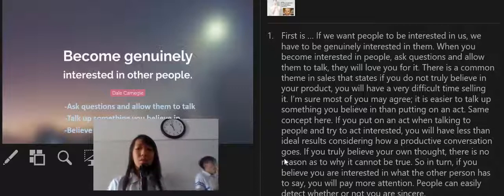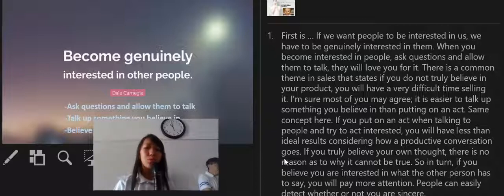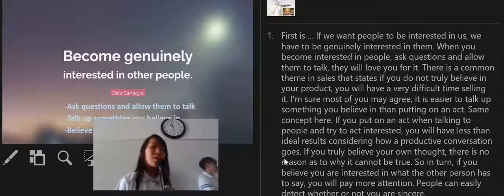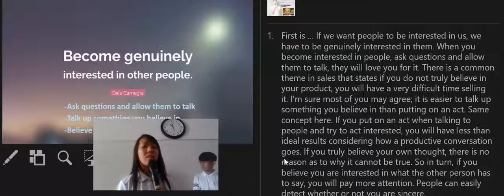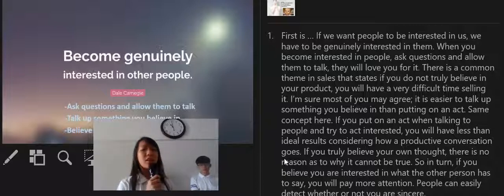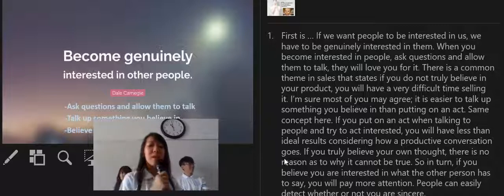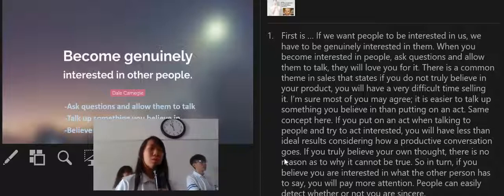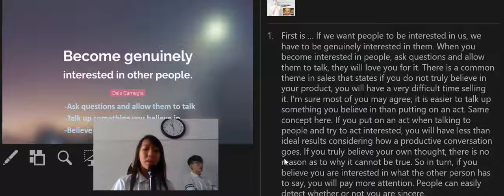There is a common theme in sales that states if you do not truly believe in your product, you have a very difficult time selling it. I'm sure most of you may agree. It is easier to talk up something you believe in than to put on an act. Same concept here. If you put on an act when talking to people and try to act interested, you will have less than ideal results considering how a productive conversation goes. If you truly believe your own thought, there is no reason as to why it cannot be true.